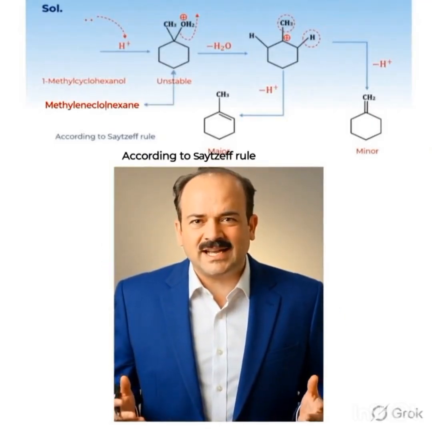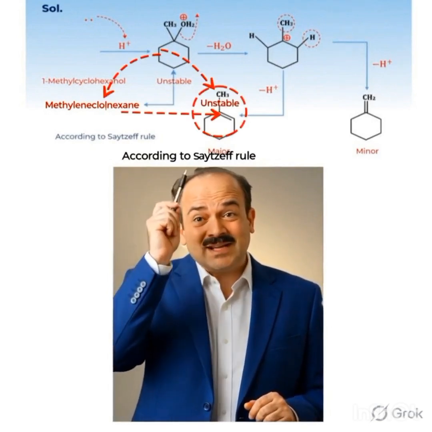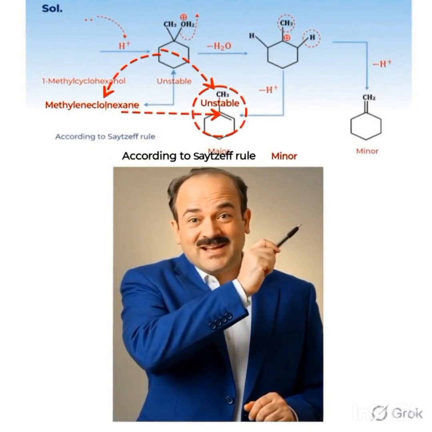Hello, today we will study the dehydration of 1-methylcyclohexanol. The reaction proceeds via an unstable carbocation intermediate. The Saytzeff rule predicts 1-methylcyclohexene.